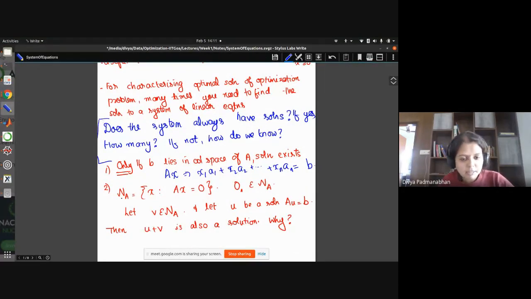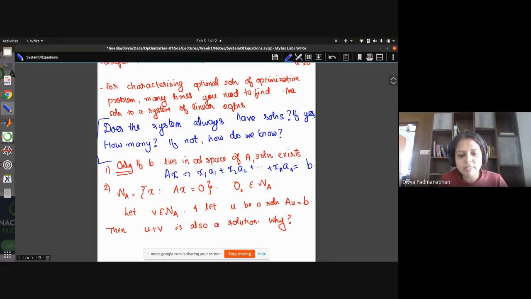Remember, the null space is the set of all x such that Ax is 0. So the set of all x such that when A acts on it, you get the 0 vector. By default, this null space is not empty because the 0 vector is there. If you multiply A with the 0 vector, you get 0. Now the question is whether there is anything else in the null space, other than 0.